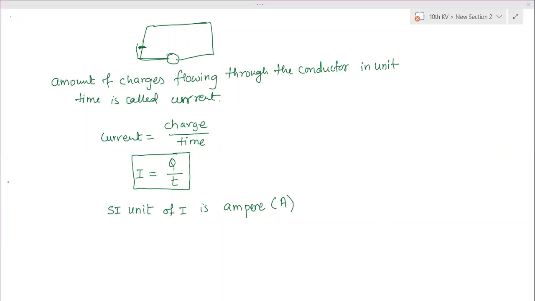The current flow is controlled by a switch. Oh, circuit means what?